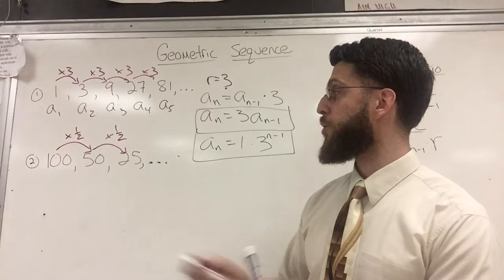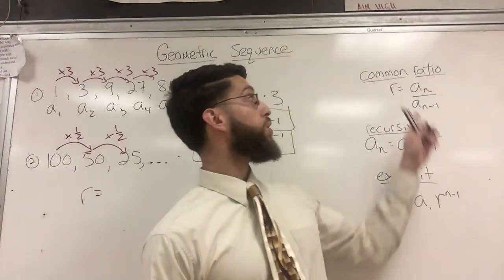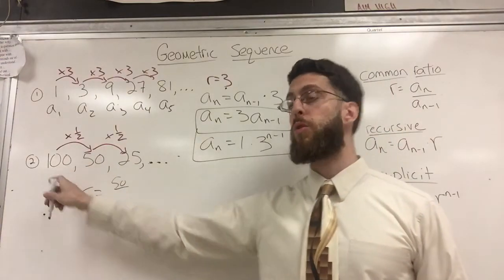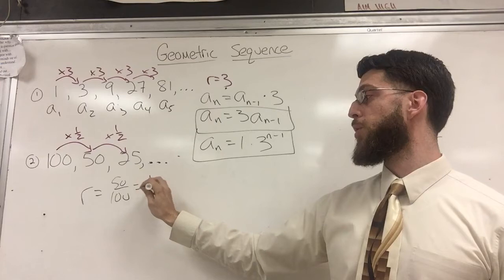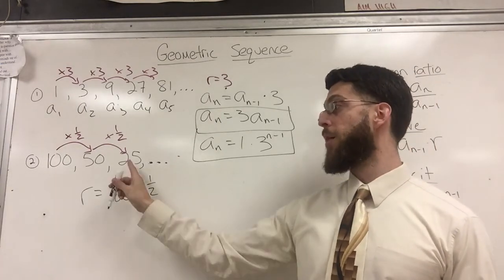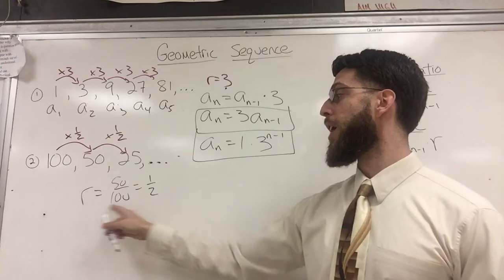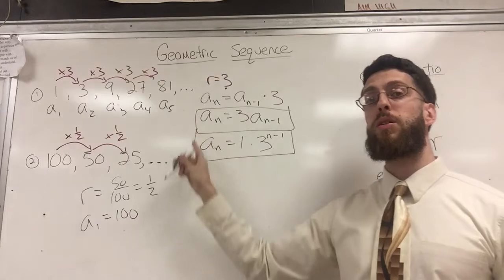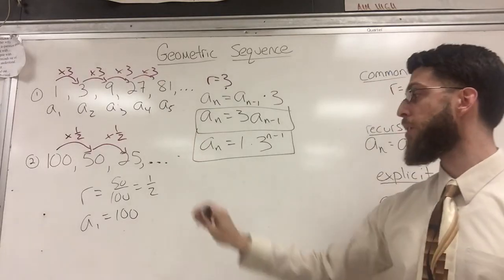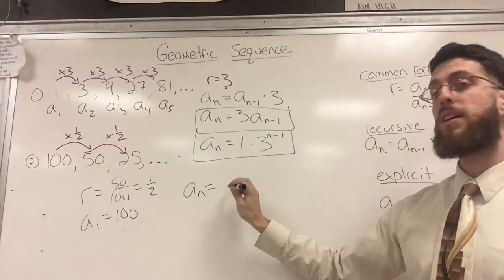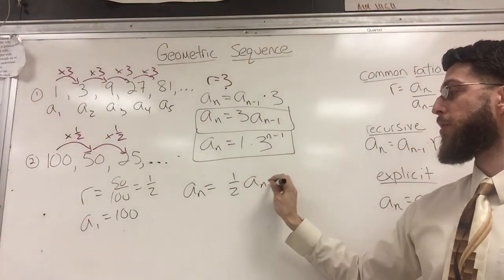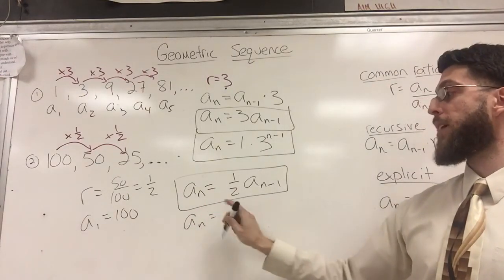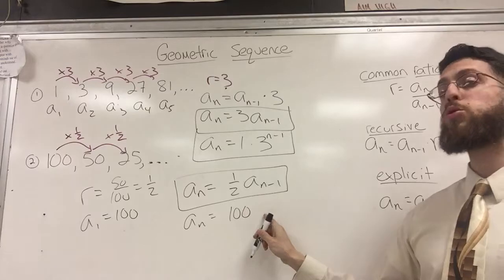If you're not sure and you're trying to find R, if you're trying to find your common ratio, you just take any number, 50, and put it over the number right before it, 100, and that reduces to 1/2. It's got to work every time. 25 over 50 is also 1/2. So I got my R, I know my A1 is 100, so I can easily build both formulas. What's the recursive? Well, I get any term by taking 1/2 of the previous term. This would be recursive.